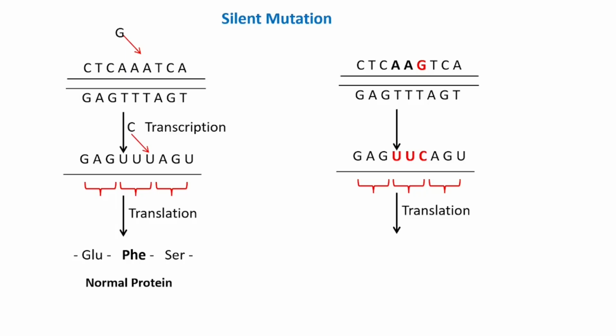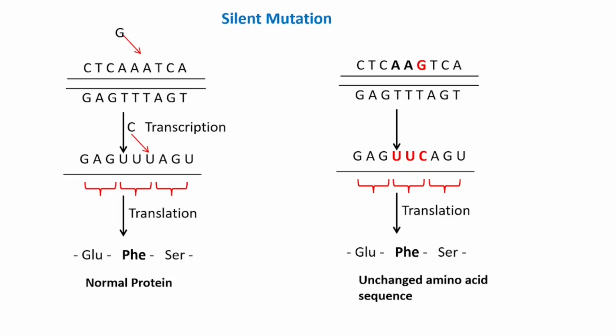So, the mutation changes the codon from UUU to UUC, but both UUU and UUC code for the same amino acid phenylalanine. Hence, on translation, the sequence of amino acids in the protein does not change and the protein is considered to be biologically functional. There is a change in the genotype but no change in the phenotype, and such a mutation is called a silent mutation. The next type of mutation is neutral mutation.